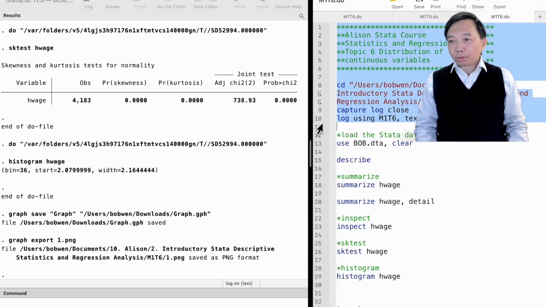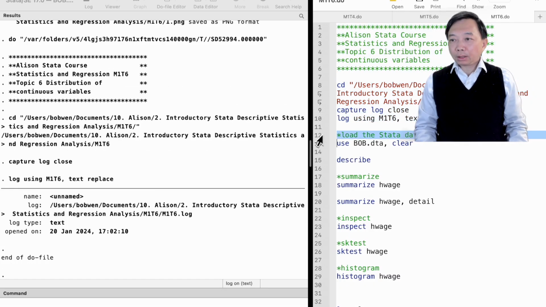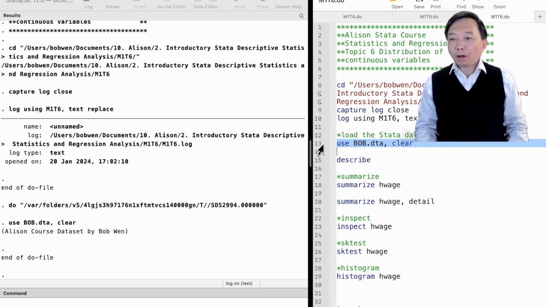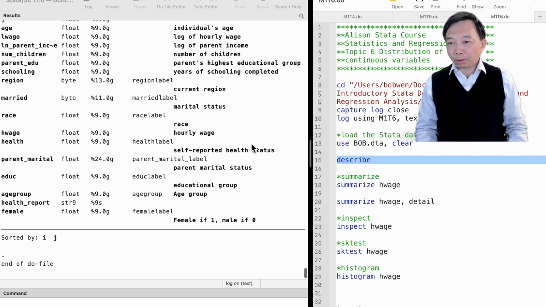We continue to use the BOB.dta data file for this topic. Please download the dataset from the resource link. The do file for this topic is also provided. Suppose the dataset is placed in the current working directory. We load the data by typing use, followed by the dataset's name. We use the Stata command describe to look at the information of the dataset.